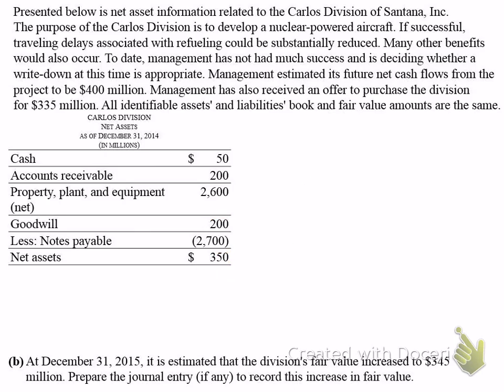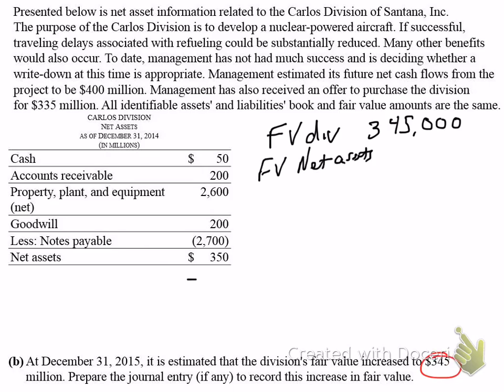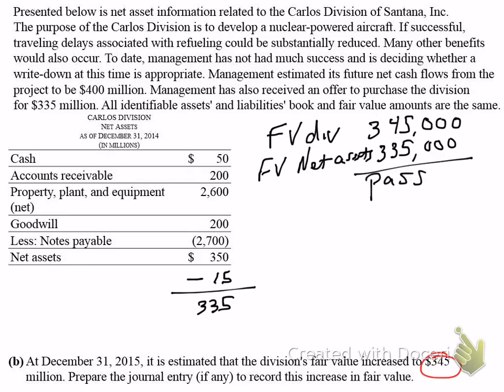Okay, now we're in the next year. So again, at this point, they're saying that the fair value is $345,000. We're going to compare that to the fair value of the net assets. So if we were at $350,000, we impaired $15,000. It now has a value of $335,000. So we do pass step 1. So there's no impairment and no adjustment that needs to be made.